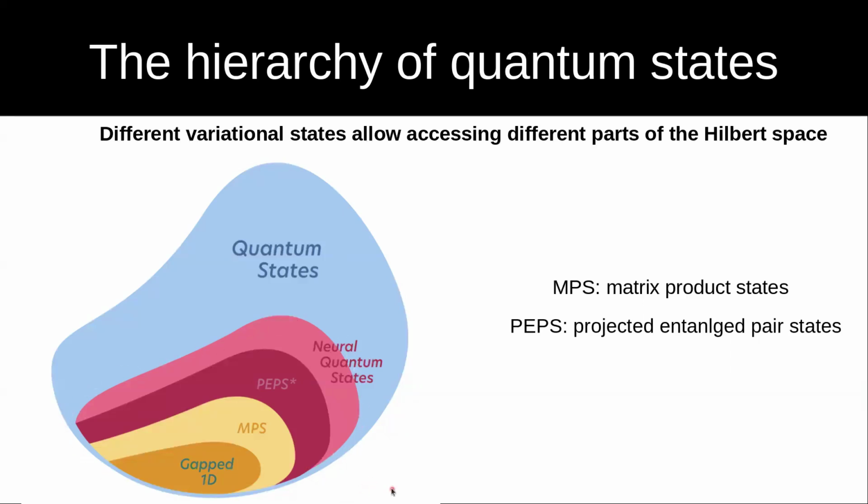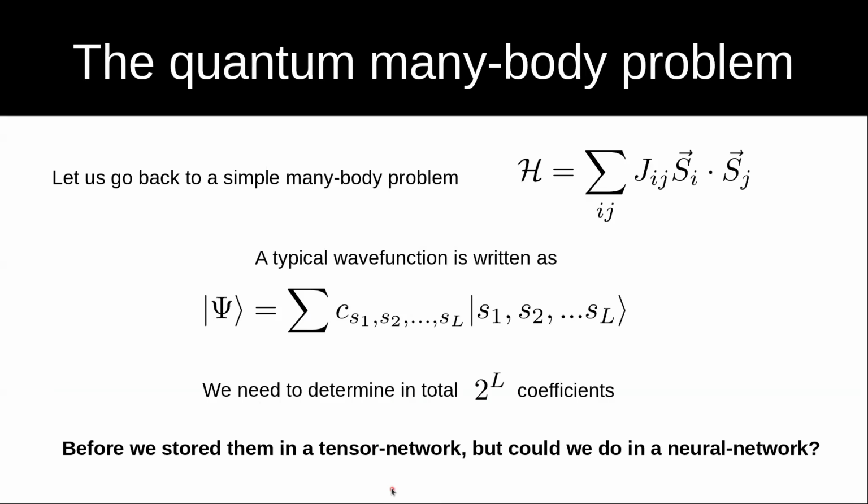And in particular, there are specific mappings of neural network quantum states to matrix product states. So a subset of neural network quantum states actually allows you to parameterize all the matrix product states. So matrix product states are actually contained within neural network quantum states. Okay, so the idea is relatively simple.